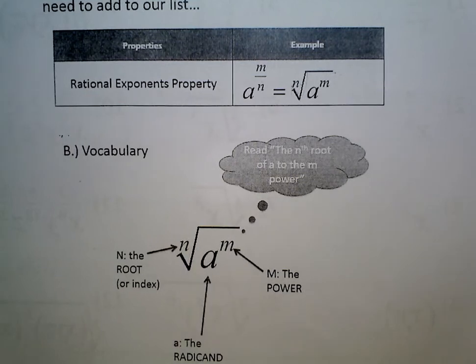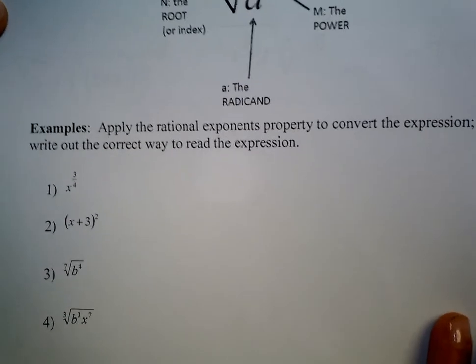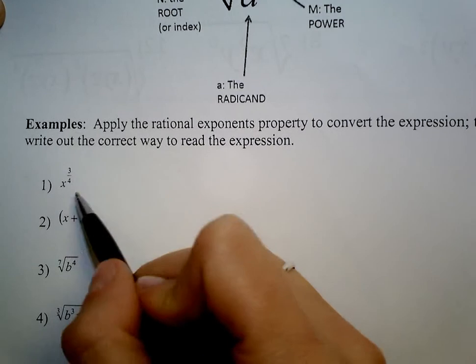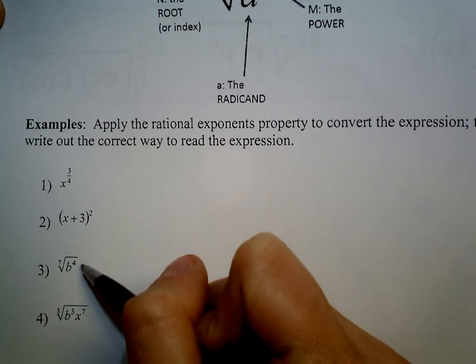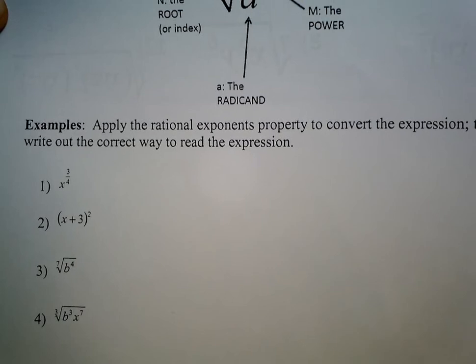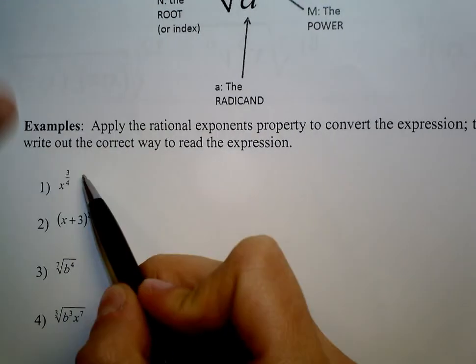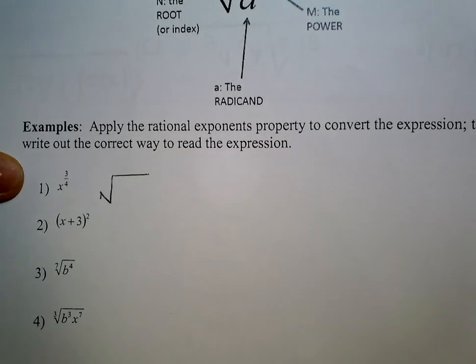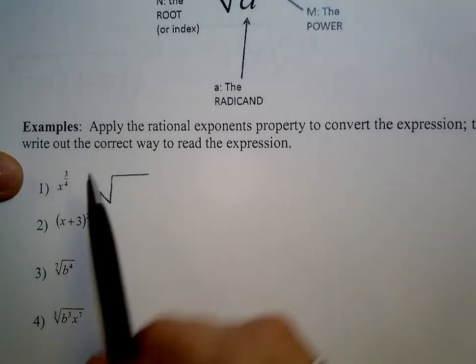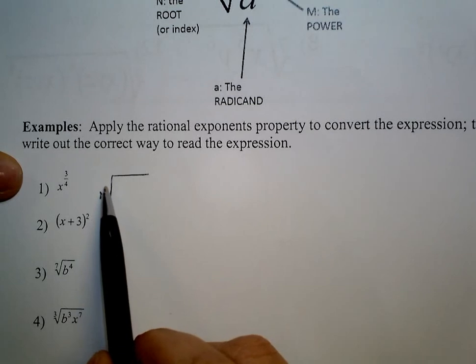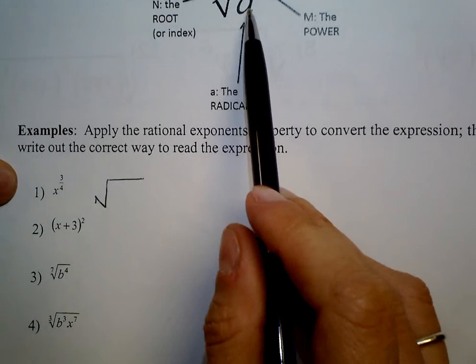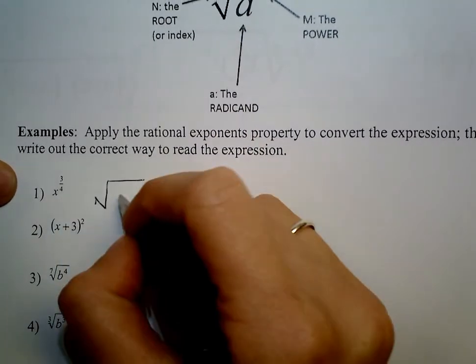So let's go through these 4 examples together. I want you guys, if it's an exponent, change it to a radical. If it's a radical, change it to an exponent. So I start with my exponent here. I'm going to write my little radical sign to get ready. I know that I'm going to have one of the numbers here as the root. And I know my radicand is x, this main base value, x.